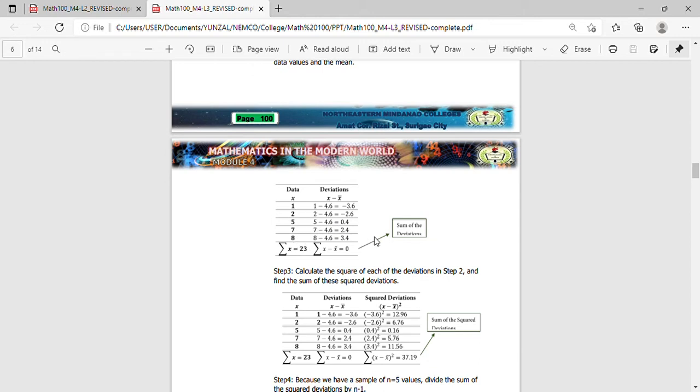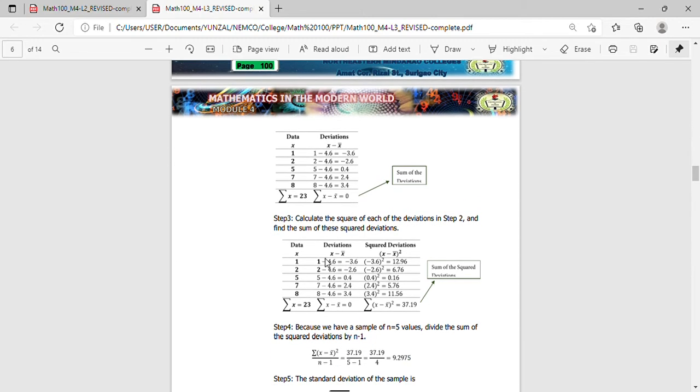Ang ato mean is 4.6. So, we have 1 minus 4.6. The answer is negative 3.6. 2 minus 4.6, that's negative 2.6. 5 minus 4.6, that's equal to 0.4. 7 minus 4.6, that's equal to 2.4. 8 minus 4.6 is equal to 3.4. So, kung gusto nimo siya i-check, that will be equal to 0. Kung imo na siya i-add tanan, equal na siya gyud sa 0. Kung dili siya mo equal sa 0, balik ka kay basi na wrong ka.